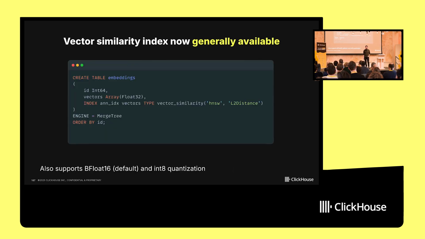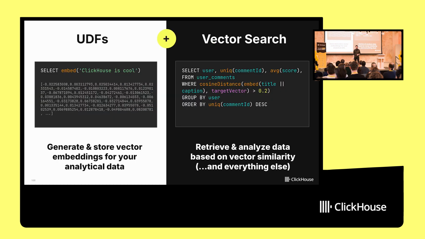And of course, generating embeddings is great, but what about storing and searching them efficiently? Until now, what we've really been missing is a fast, scalable similarity index. And I'm excited to share that this is now generally available in ClickHouse, powered by HNSW. It supports both Euclidean and cosine distance metrics, enabling high-performance approximate nearest neighbor search right from inside ClickHouse.